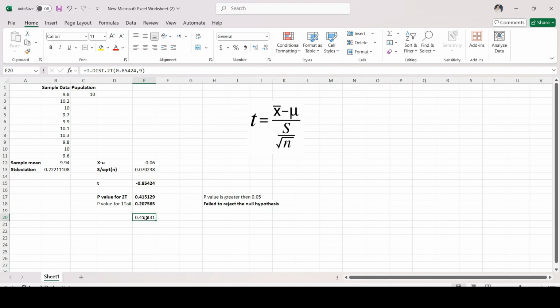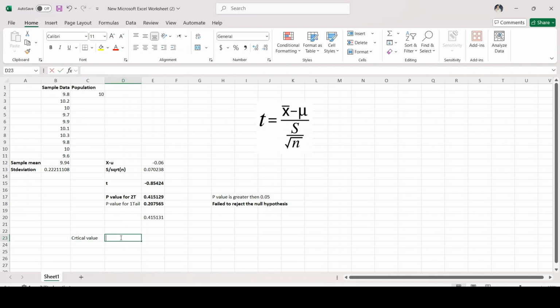The second method is the critical value method. If we see that the t value is greater than the critical value, then we reject the null hypothesis, right? So how can we find the critical value? We can find the critical values, then decide whether the value is in the rejection area or within the boundary of the critical regions. For that, we use T.INV, right?